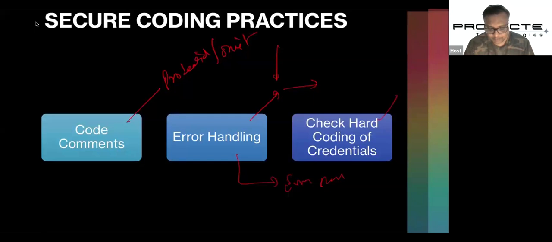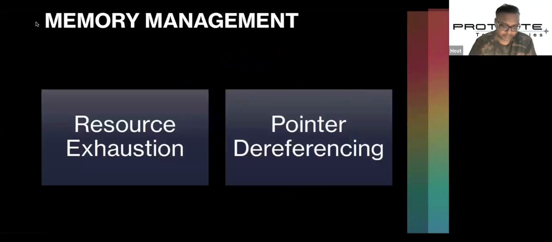And finally, always check before the code is pushed to production that there are no credentials which have been hard coded into the software. This you have to check very, very carefully. Software has a habit of exhausting your resources if you have not given them finite resources. If you have not mentioned what memory space they are going to use, they will go and eat up all your memory space. That's why they will have a resource exhaustion.